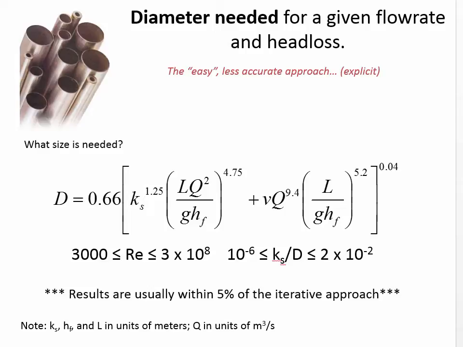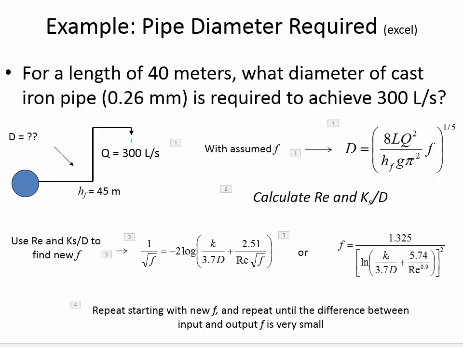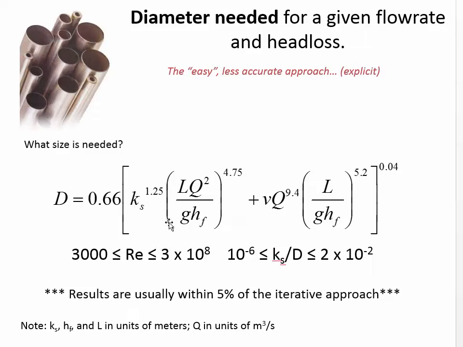Let's try that same thing again. Let's calculate based on the length of 40 meters, it being cast iron pipe with this known K sub S, and the flow rate of 300 liters per second. Go ahead and try to substitute those values into this equation, and pause this recording as you do. You can give it a try.